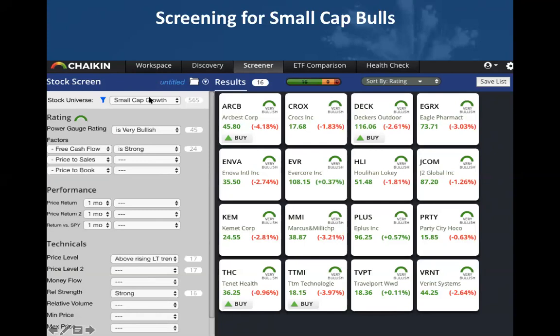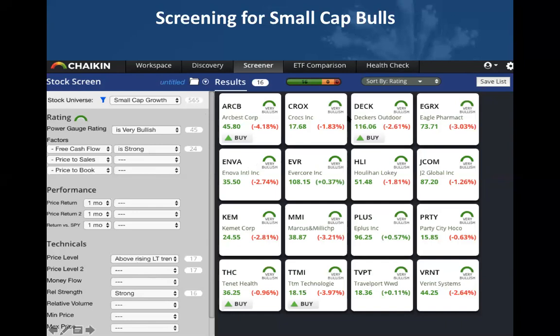I started with the small cap growth universe that we provide, 565 names. Required that the power gauge rating be very bullish, and I also wanted good free cash flow. I didn't want any of those sort of biotech stocks with no cash flow or no earnings. Then I had two technical criteria: above a rising long-term trend and relative strength, positive or strong. I narrowed 565 stocks down to 16. That's my watch list now for small cap buys.